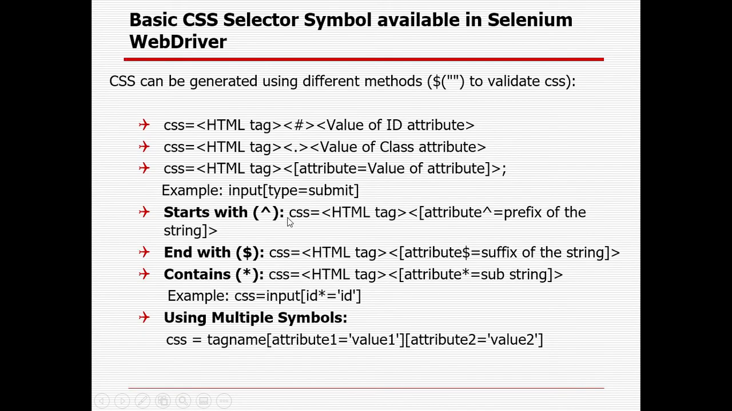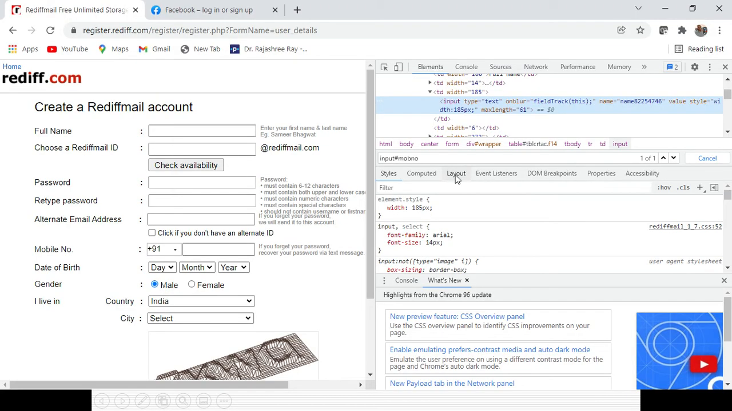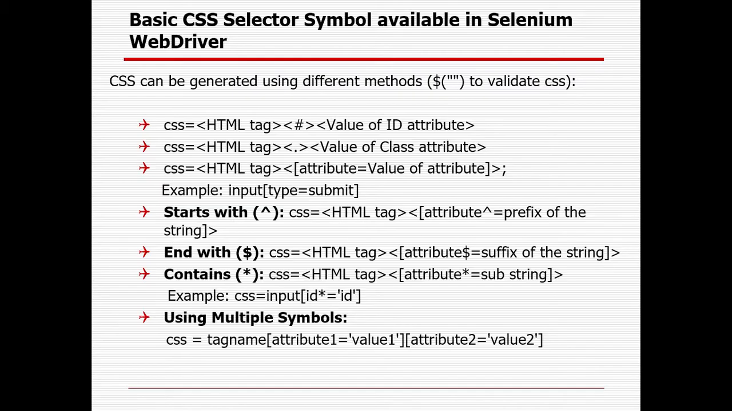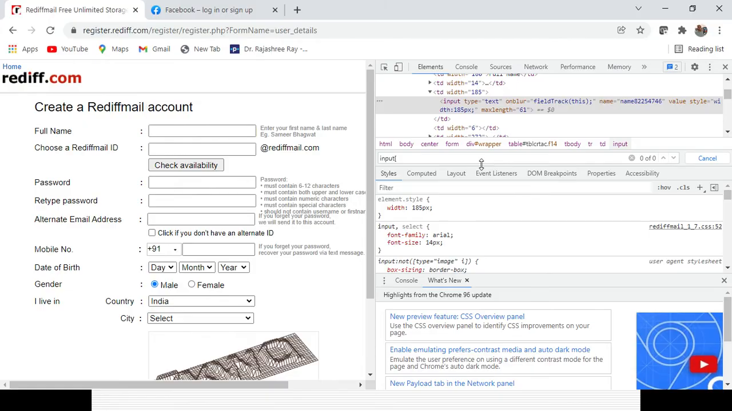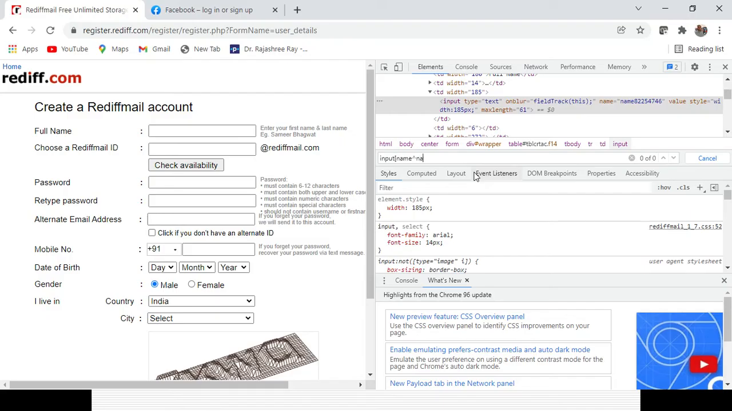So what is the syntax for creating the XPath with starts with? So HTML tag, then attribute, that sign equal to prefix of the string, right? So I can create XPath. So tag name is input here, right? And then I can use third bracket, and then I can use attribute. What is the attribute? Name, and then I can use that sign, right? Starts with, the prefix of the string. So I can use name.